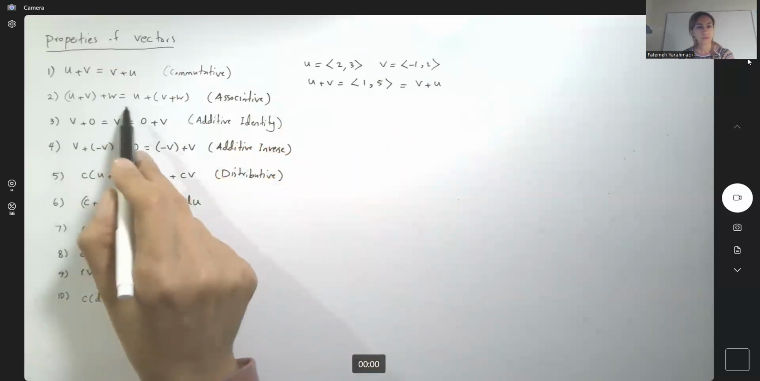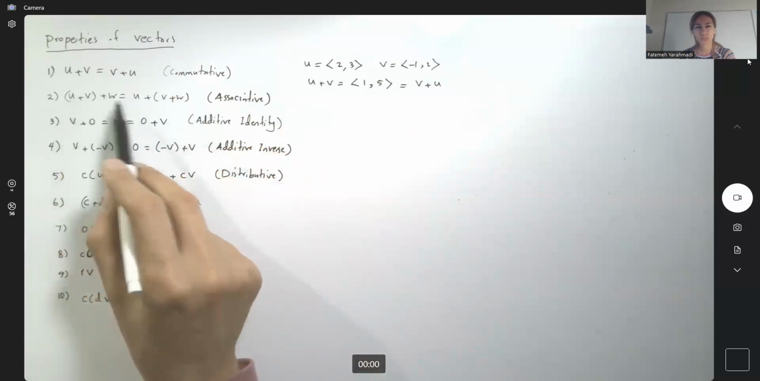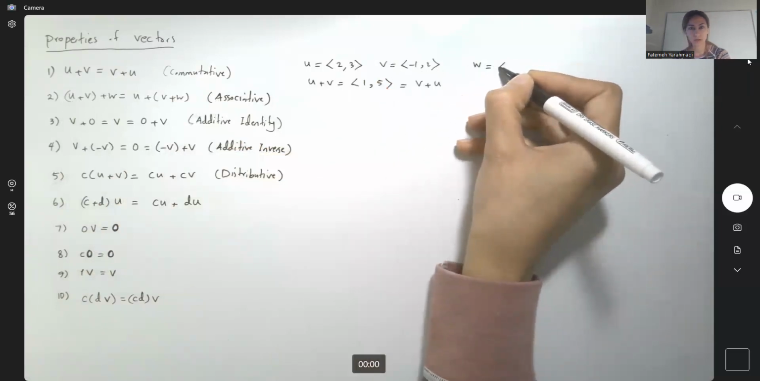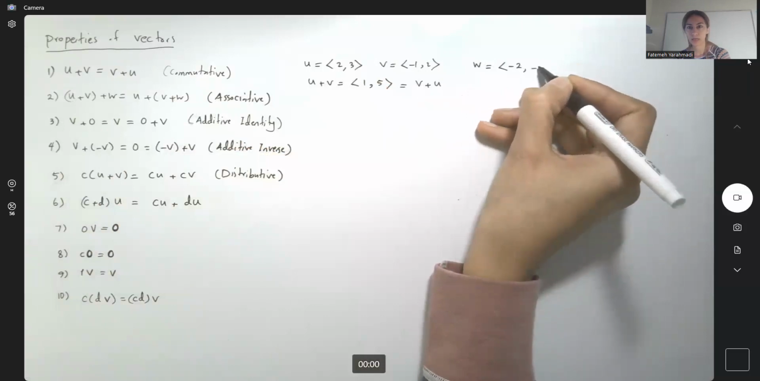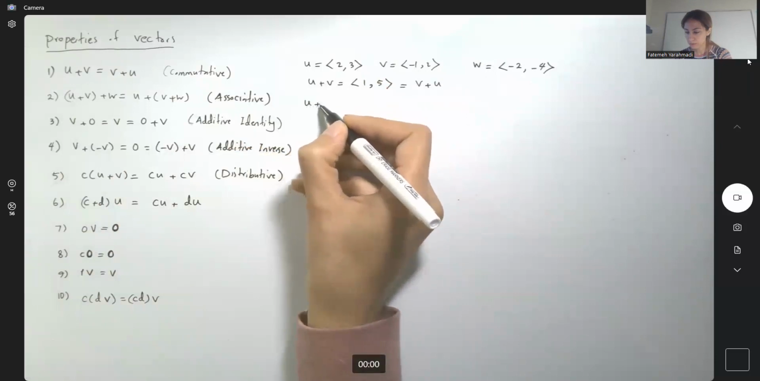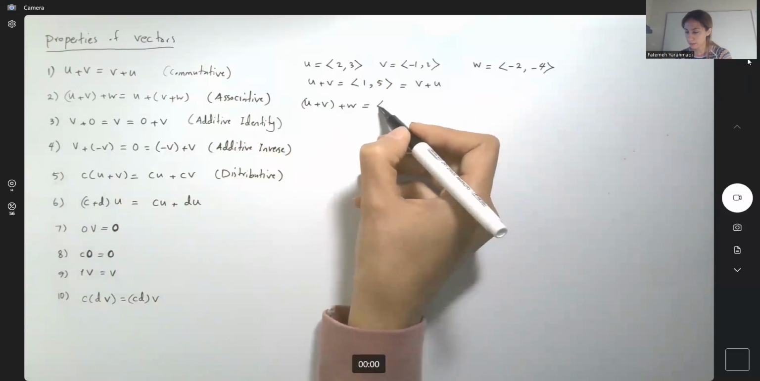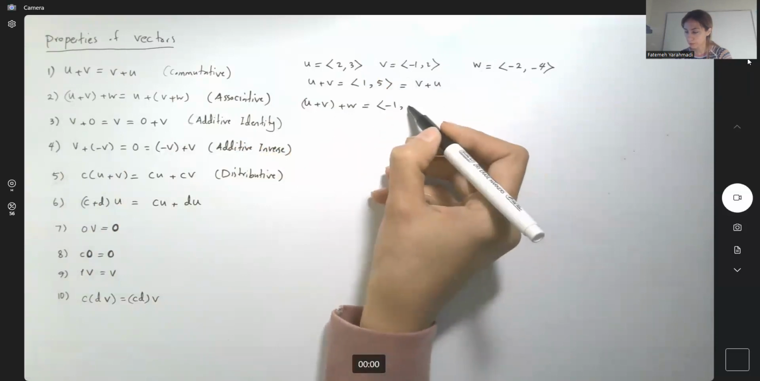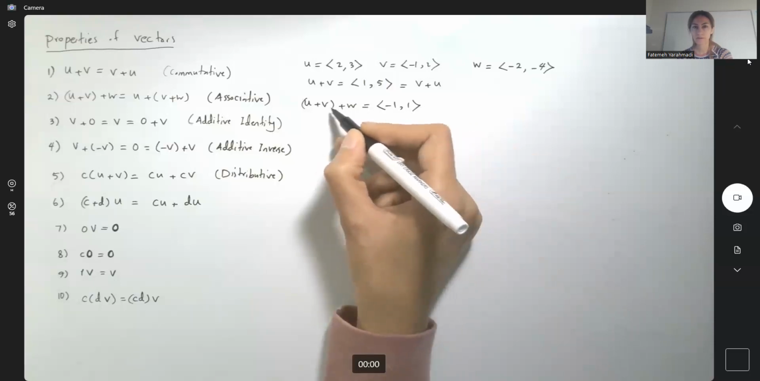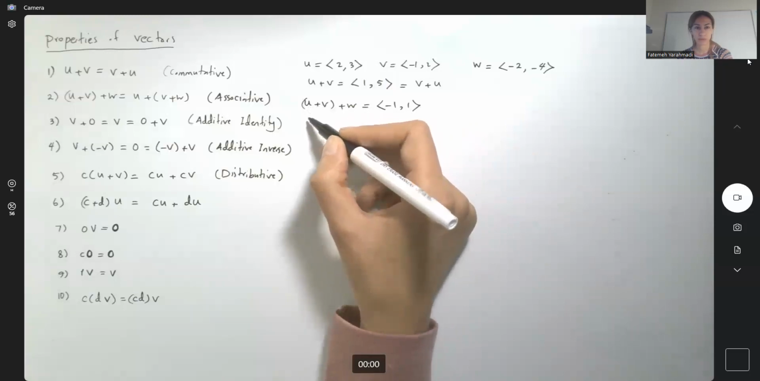Addition is associative. What's the meaning of that? It means that if you have 3 or more vectors, it doesn't matter in which order you are adding them. For example, I define another vector w, which is negative 2 and negative 4. Well, u plus v plus w is equal to 1 and negative 2, which is negative 1, and 5 minus 4, which is 1, which is basically adding w and v first, then adding that to u. So basically it gives you the same result.